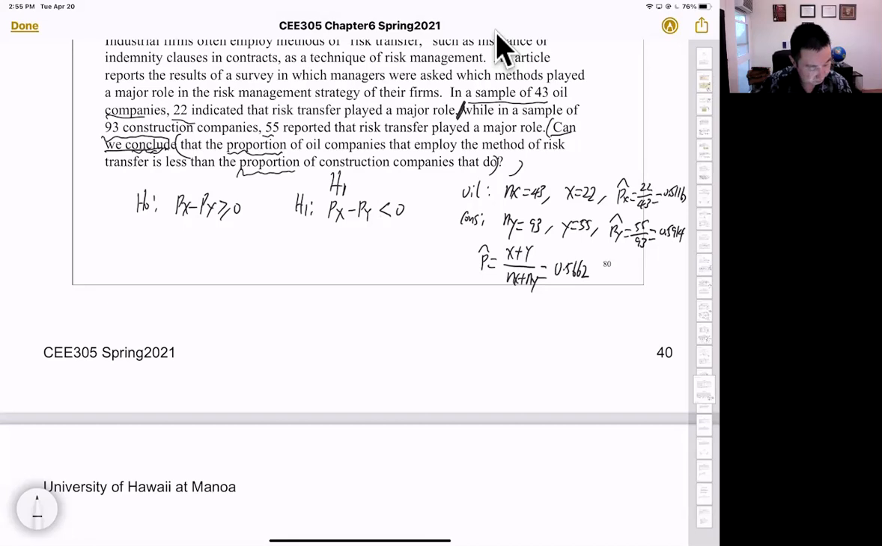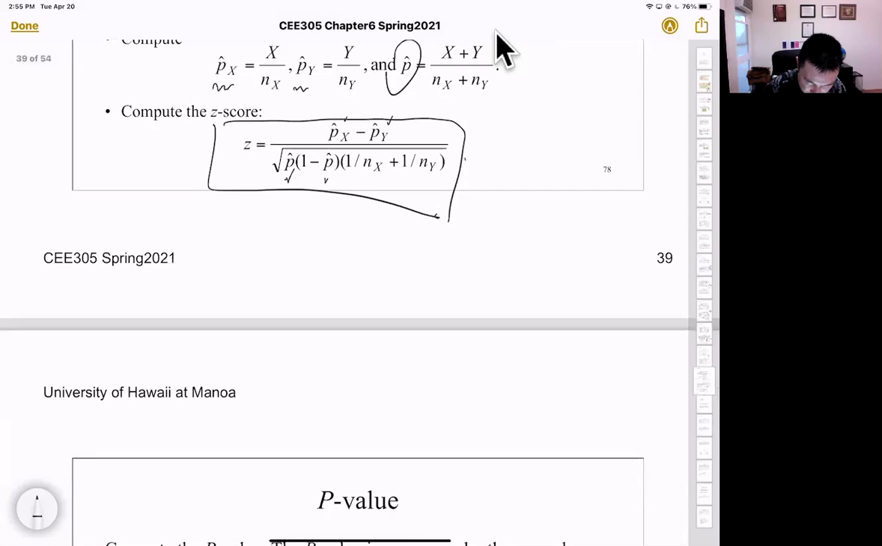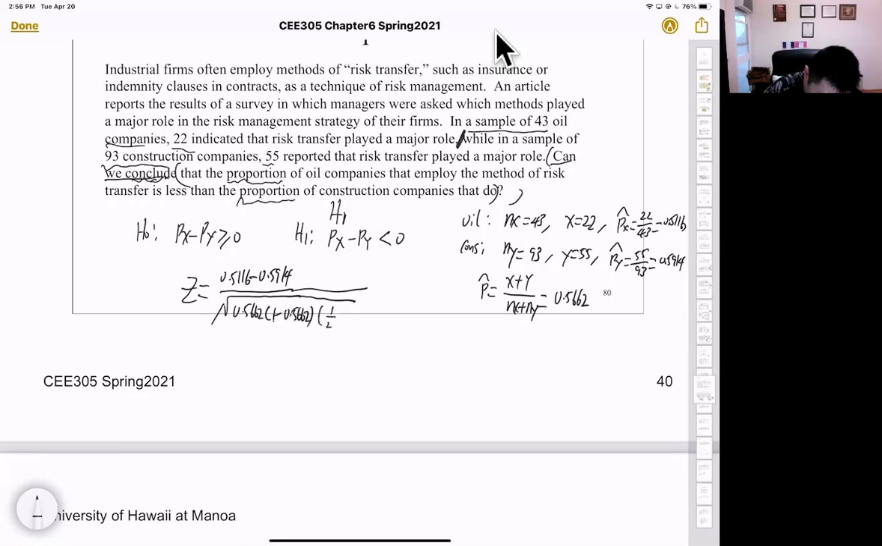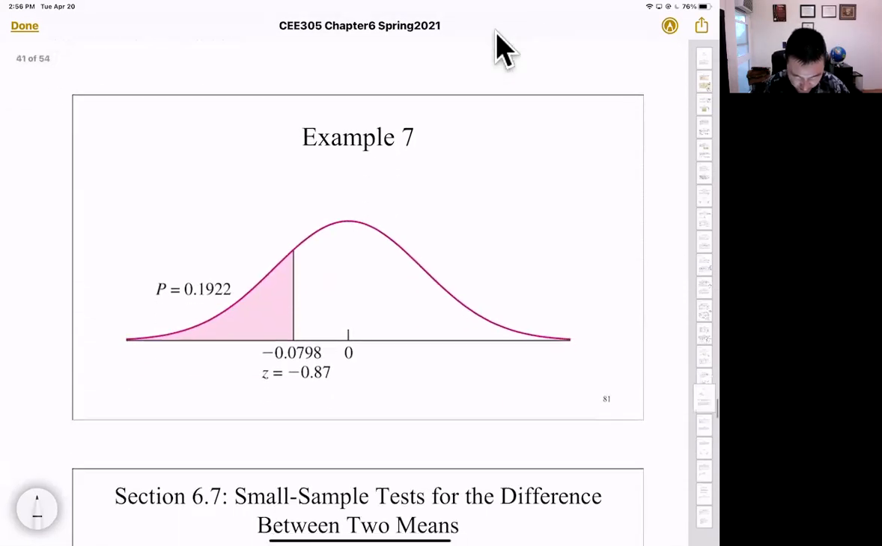The z-score is here. Based on the z-score equation, you plug in the numbers. So we calculated the z-score. The z-score is minus 0.87. We showed it here.